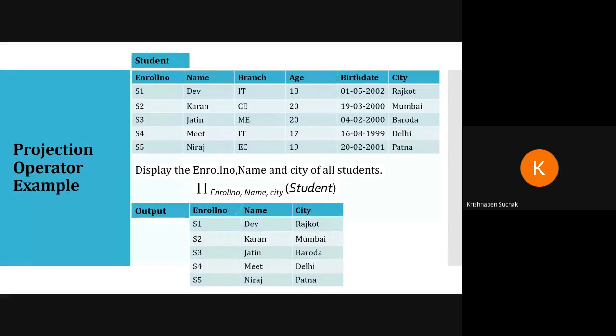So let us go to the example. Display the enrollment number, name and city. These three columns we need to display for all students. So we write pi, then the attribute list, that is enrollment number, name and city. In brackets, as per the notation, we write student, our student table, the relation. So in the output we get the enrollment number, the name, and the city of all the students, because we have not put any condition here.